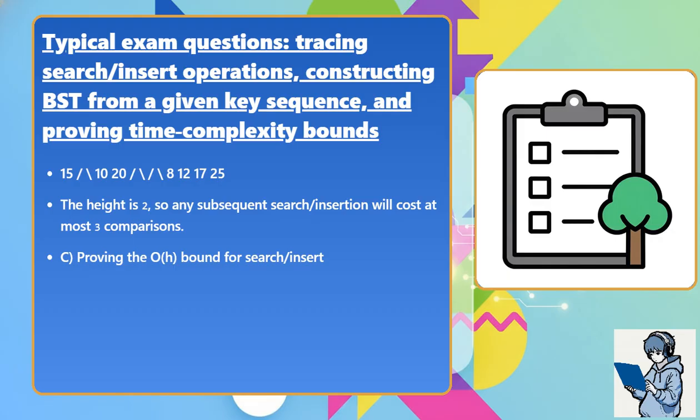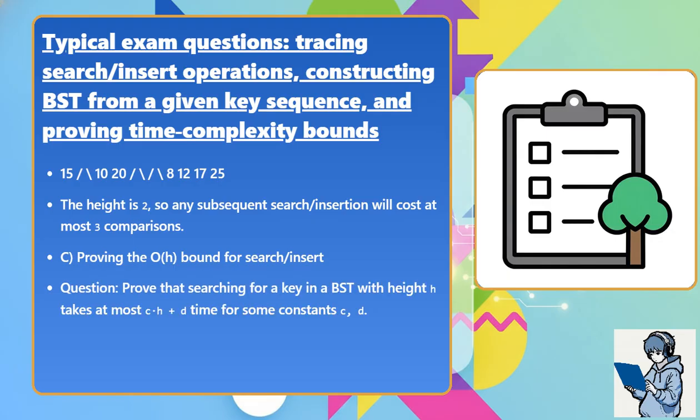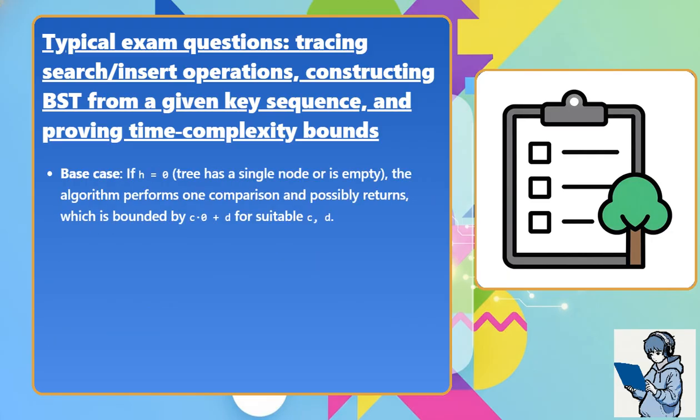C. Proving the O(H) bound for search and insert. Question: prove that searching for a key in a BST with height H takes at most C times H plus D time for some constants C and D. Answer: inductive proof outlined. Base case: if H equals 0, the tree has a single node or is empty, the algorithm performs one comparison and possibly returns, which is bounded by C times 0 plus D for suitable C and D.